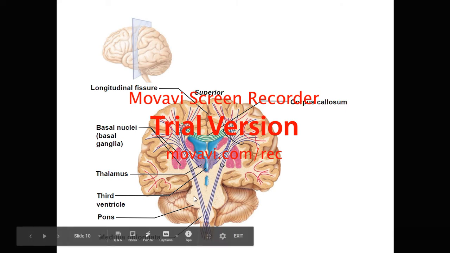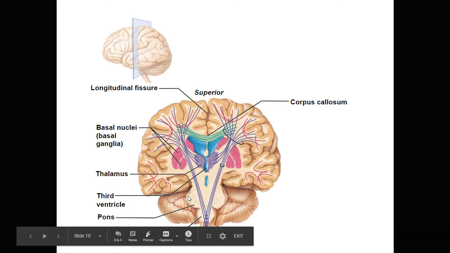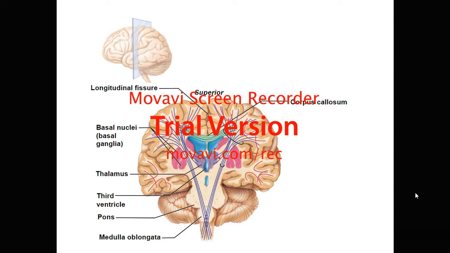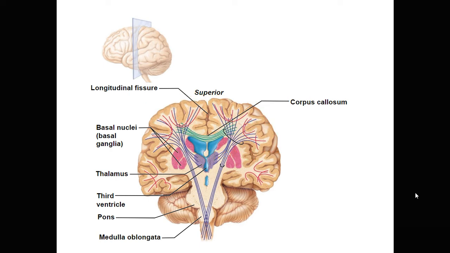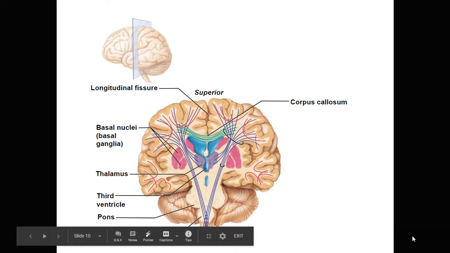And then you have your cerebellum here. You have your pons here. And then you also have your medulla oblongata there. And we'll talk more about what the thalamus, pons, and medulla oblongata do in the next few slides.